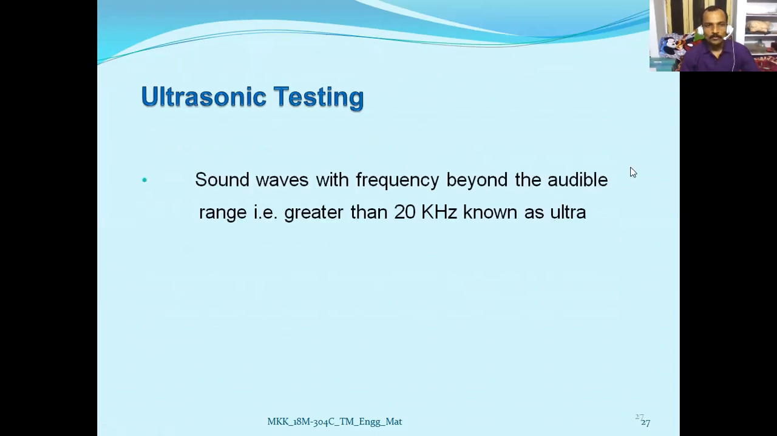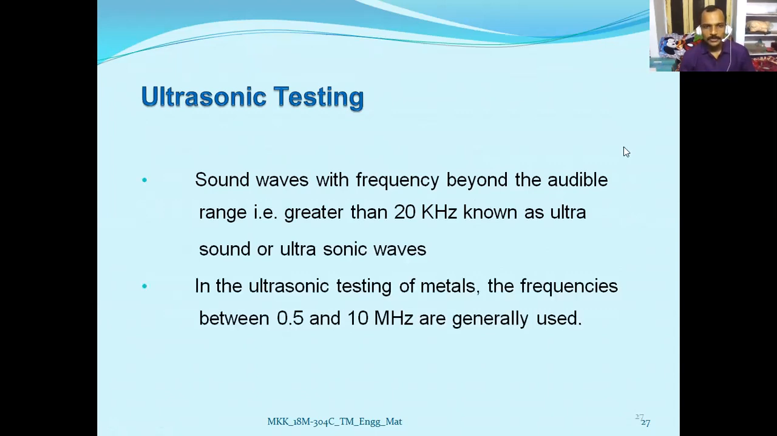So what is ultrasonic testing? First we need to know what ultrasonic waves are. Ultrasonic waves are sound waves which have a frequency beyond the audible range, that is greater than 20 kilohertz. Those are commonly known as ultrasonic or ultrasound waves. In ultrasonic testing of metals, frequencies between 0.5 and 10 megahertz are generally used.